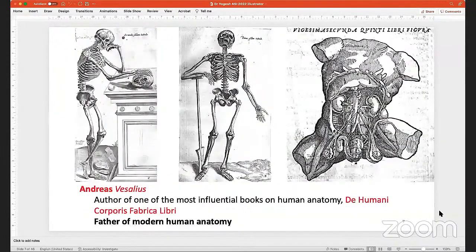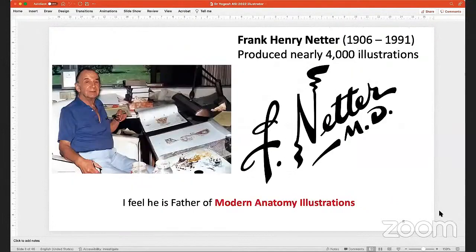Another very prominent figure in anatomy illustration is Andreas Vesalius. He is the author of one of the most influential books on anatomy, the De Humani Corporis Fabrica Libri Septem. He is called the father of modern anatomy, and these were the illustrations shown by him.